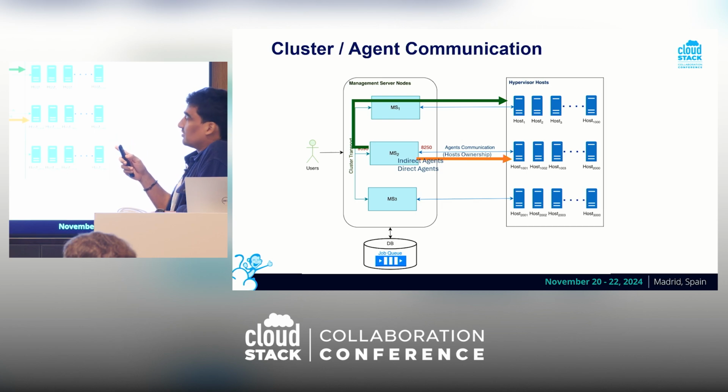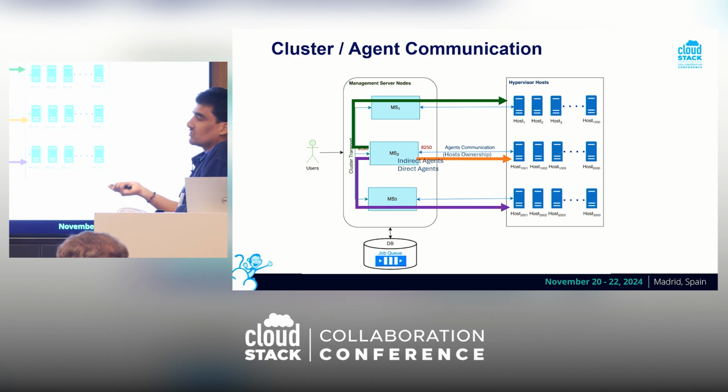MS2 knows that MS1 owns hosts 1 to 1000, so it communicates to MS1, and then MS1 will send the command to hosts 1 to 1000. Similarly, if I do any operations on hosts 2001 to 3000, it follows this path. Okay, so this is important to understand why we have problems with the current ready to shut down state.